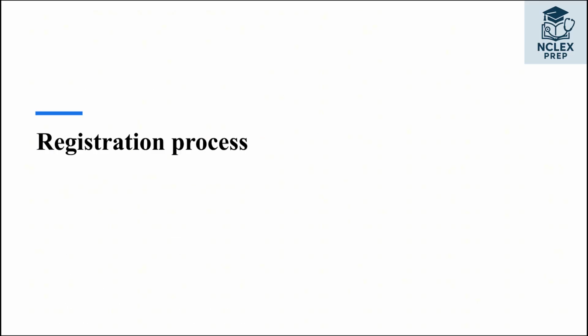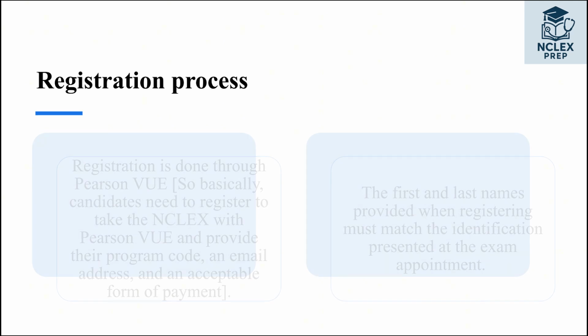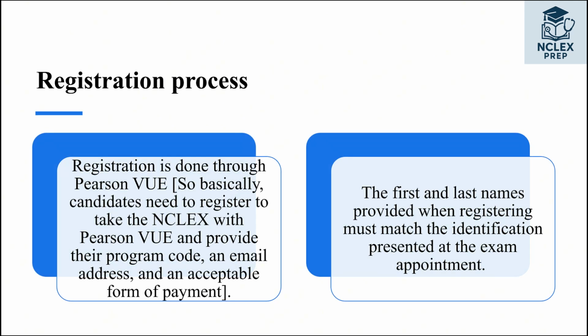Continuing the video with the registration process. The registration for a candidate is done through Pearson VUE. As you reach the www.ncsbn.org website, there you will see a section about the registration process. On that, you will see a Pearson VUE option that you need to click, and then you will be directed towards the Pearson VUE website. On that website, you need to register yourself to give the NCLEX-RN exam.